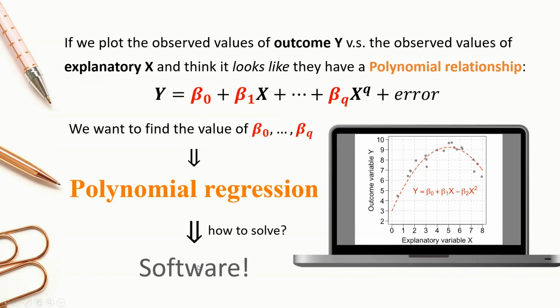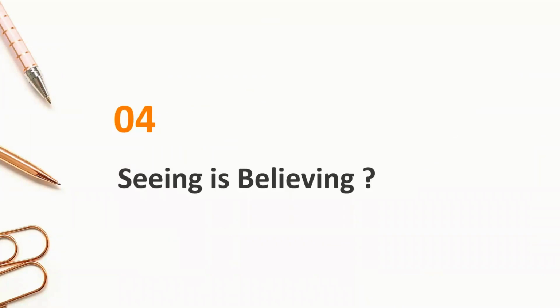Okay, so up to now, you may find that the key step that determines which kind of regression will be used is to guess which kind of relationship they have. And then I will show you your guess may be far from the truth, and your eyes may fool you.